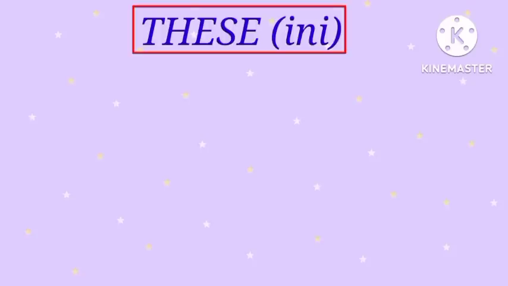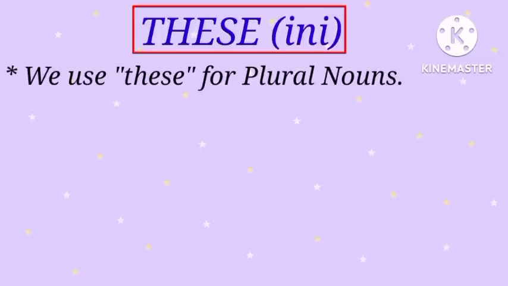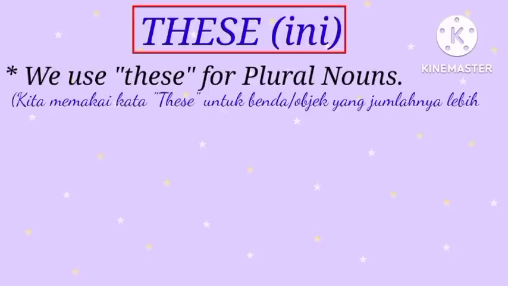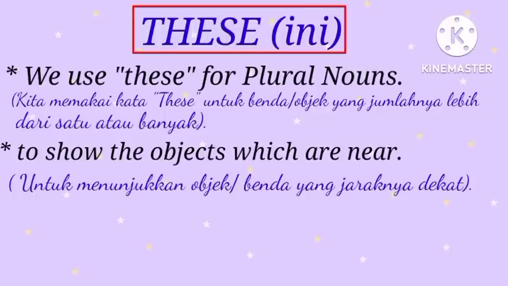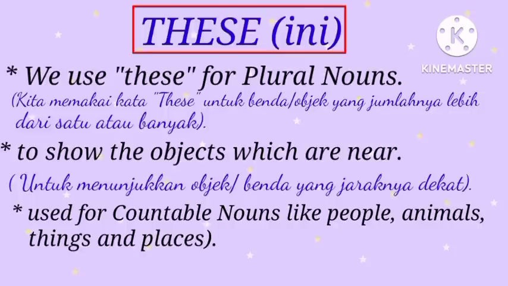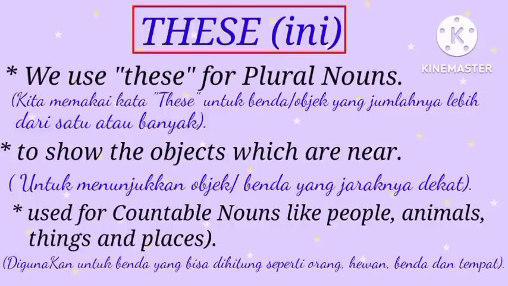Okay, this artinya adalah ini, tetapi ini untuk this for pronouns. Jadi kita pakai kata this untuk benda atau objek yang jumlahnya lebih dari satu atau banyak. We use this. Jadi kalau tadi yang satu jumlahnya pakai this, beda penulisannya. This singular and this pronouns. Nah, this ini also to show the objects which are near. Nah, untuk yang dekat tapi jumlahnya banyak, kita berkata this. Untuk benda atau objek yang jaraknya dekat. And then use this for countable nouns like people, animals, things, and places.